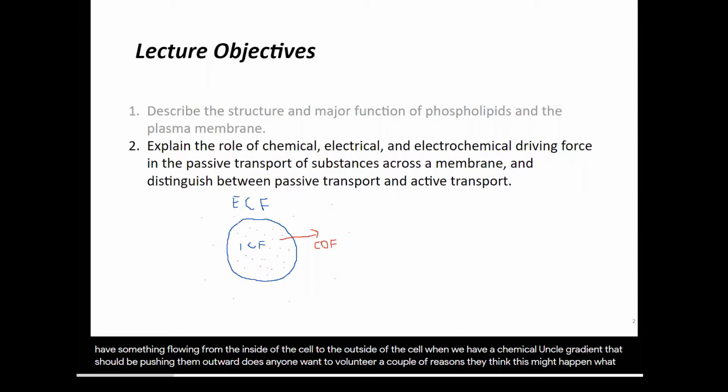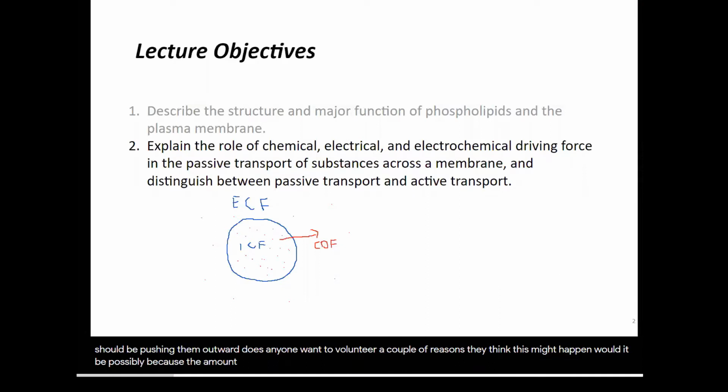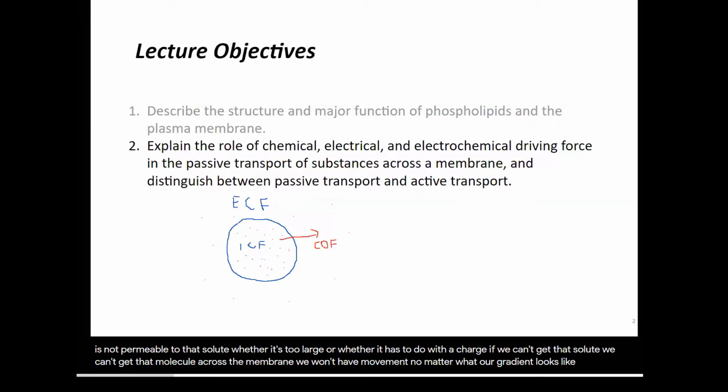Would it be possibly because the molecule is too large to pass through the phospholipid bilayer? Absolutely. So if our membrane isn't permeable to that solute, whether it's too large or whether it has to do with a charge, if we can't get that molecule across the membrane, we won't have movement no matter what our gradient looks like. Okay. Anybody come up with a different reason?